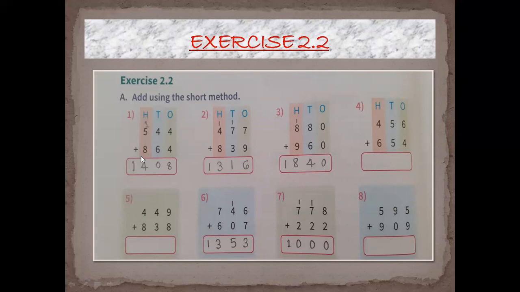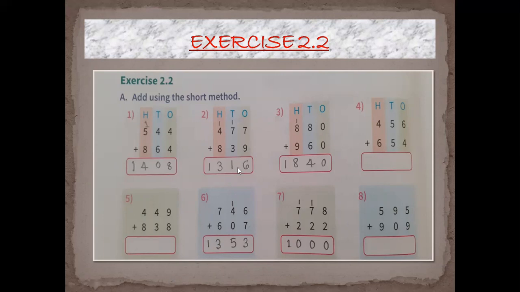Now we add the hundreds place digits. 5 plus 1 equals 6, 6 plus 8 equals. Keep 6 in your mind, then take 8 fingers in your hand. Now add those 8 fingers: 6 after 7, 8, 9, 10, 11, 12, 13, 14. So the answer is 1408. Next, second one, 477 plus 839.